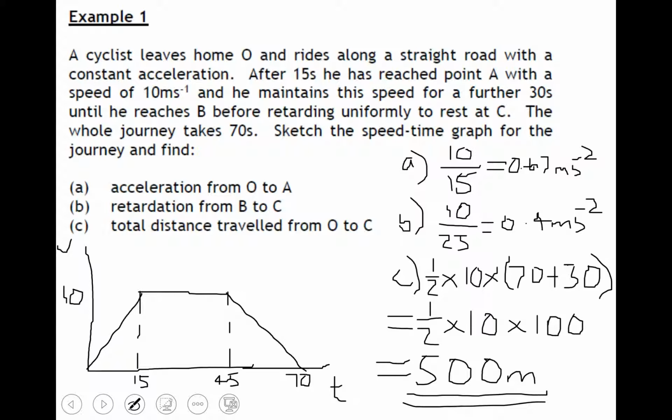Now as we've done it a different way, first triangle is 15 times 10 over 2, 75. Middle rectangle is 30 times 10, which is 300. And last triangle is 25 times 10 over 2. Add the 3 areas together, we again get 500. So either method is fine.